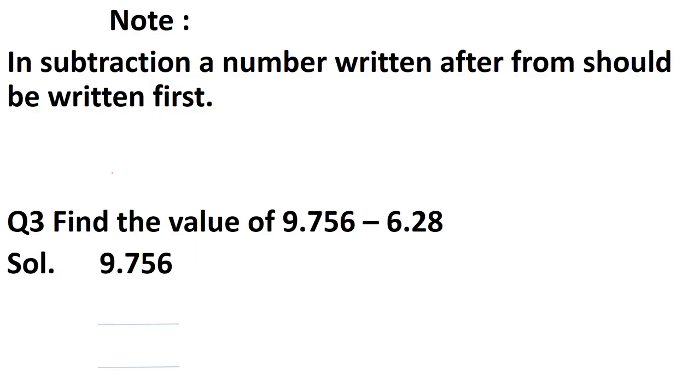9.756 minus 6.28. Now see, it is given here only 6.28. Here I have written 6.28, but this place was vacant, so here I have written this 0. Here 0 will come. When we subtract, your answer is 3.476.